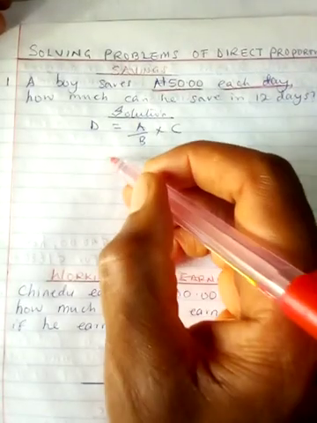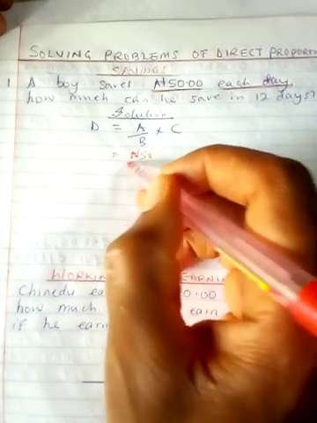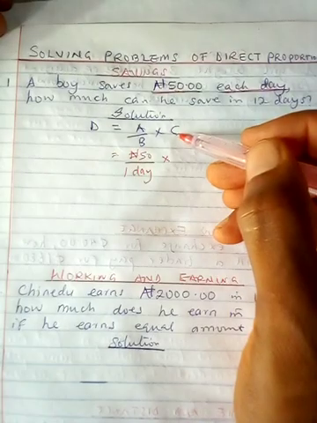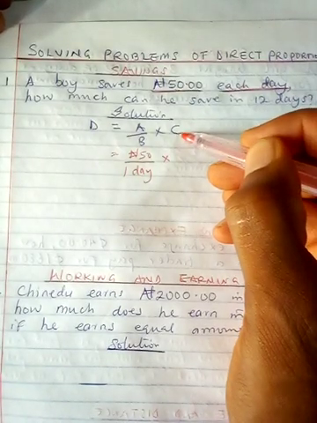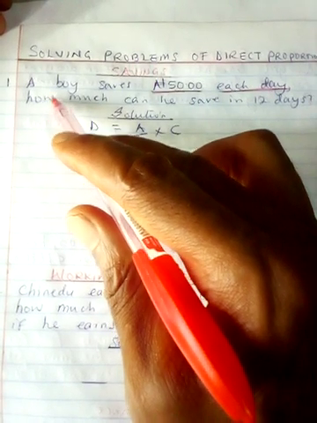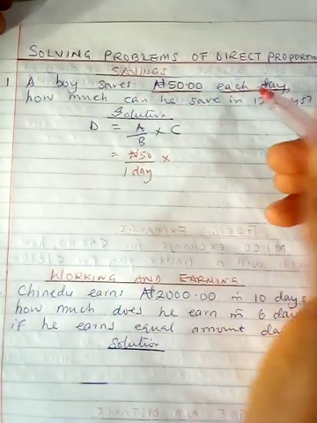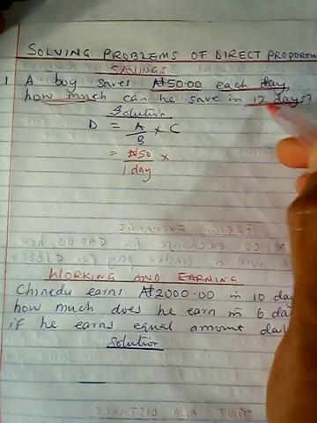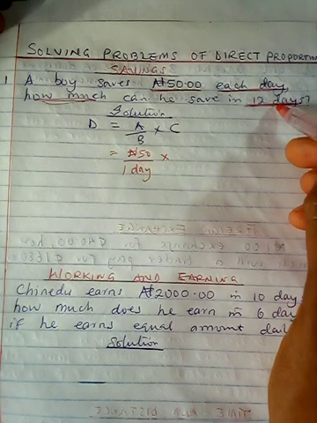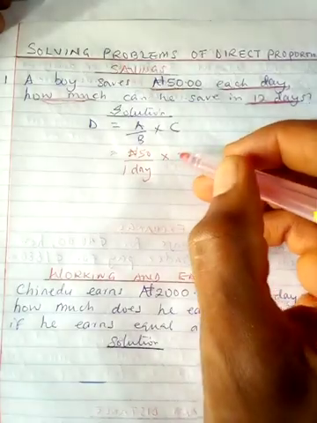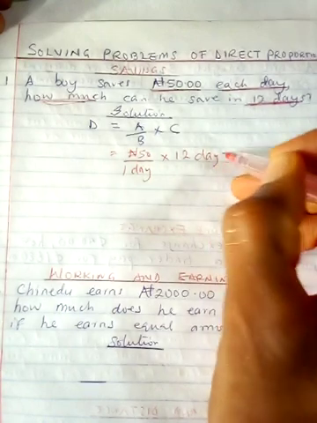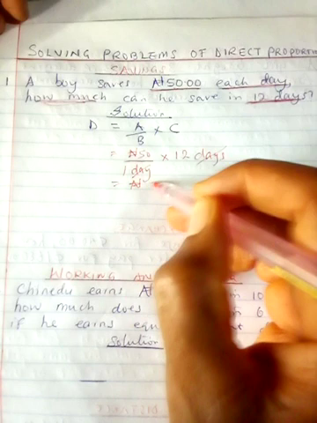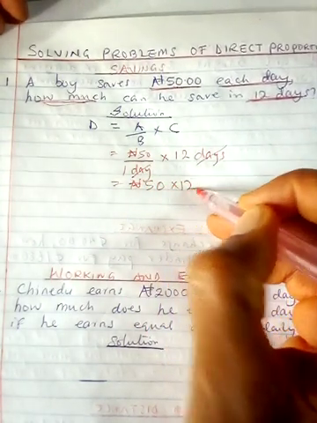So this can be written as what? 15 naira over 1 day. Then we are going to multiply by a quantity whose value is not known. Like here it says, how much can he save in 12 days? So the amount of money he is going to save in 12 days is not known. So this is our unknown now. So we are going to multiply by these 12 days. Now, usually days will go with days. So we are now having 15 naira multiplied by 12.